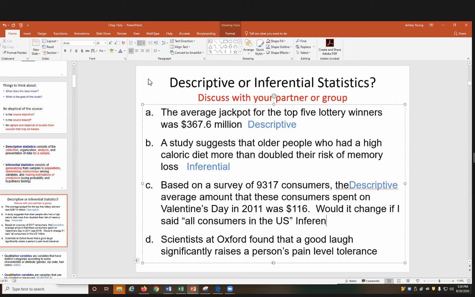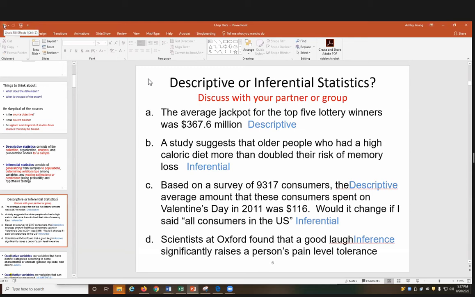And the last one, scientists at Oxford found a good laugh significantly raises a person's pain tolerance level. Did they ask you? I didn't get asked. Did they ask you guys? No. Right, so they didn't ask everybody. So is this a guess or is that a fact? Guess. So what is it? Yes, it's an inference. It's a generalization about everybody based upon your survey. Good? All right. So sure people are on board with that part.